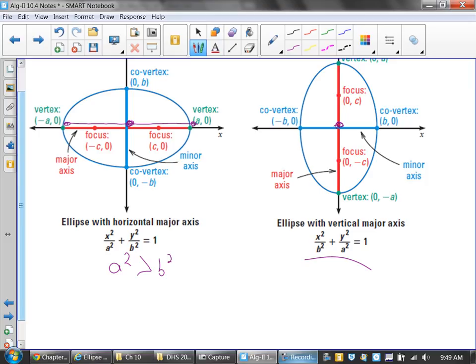Thank you. The only thing you have to worry about here is how you come up with the value of c, or rather the value of c squared. And it's found by doing the following one step: a squared minus b squared is c squared. And that's how we are able to figure out what c is, and where your focus is going to be located.